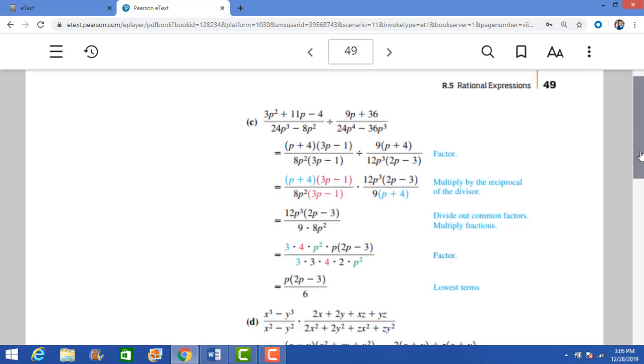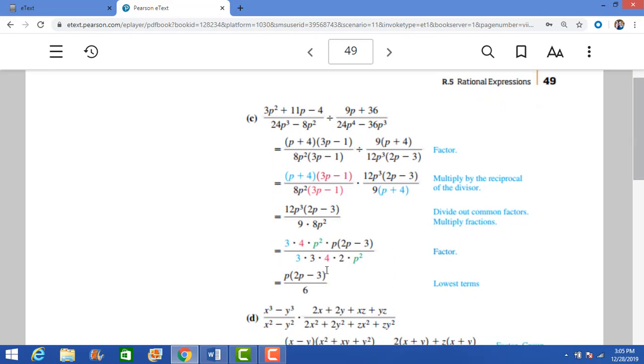Okay, now we're going to do the same thing. Now we've got a difference of cubes that we know how to factor. We've got a difference of squares that we know how to factor. And then we've got these polynomials that we should try to factor as well.